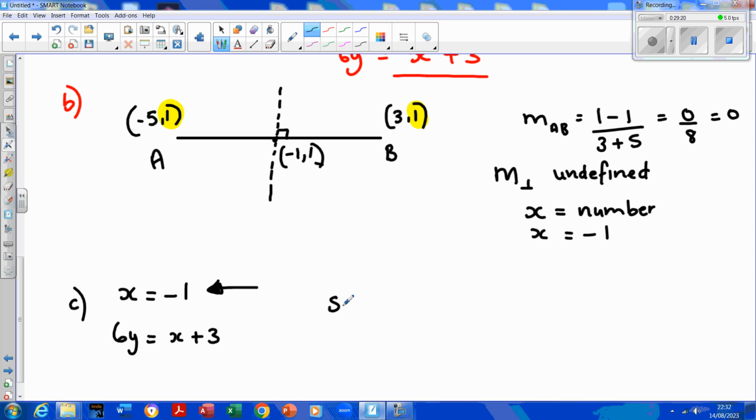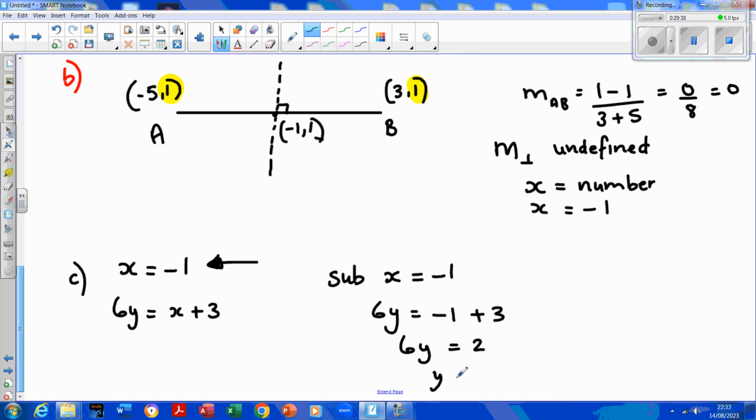So we sub x equal to minus 1 into that equation there. So we've got 6y is equal to x plus 3, which is minus 1 plus 3. So 6y is equal to 2. So y is equal to 2 divided by 6. And 2 divided by 6 is equal to 1 divided by 3. So your point of intersection is minus 1, 1/3. So pretty standard question, okay, so go through them and learn all of them.